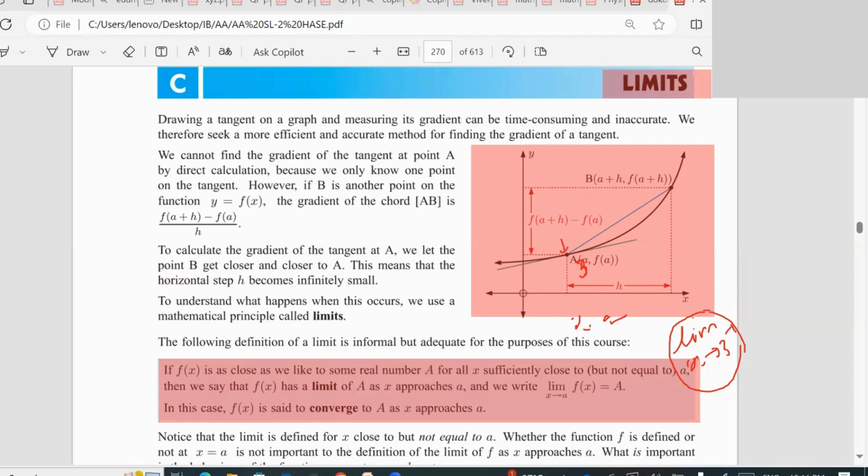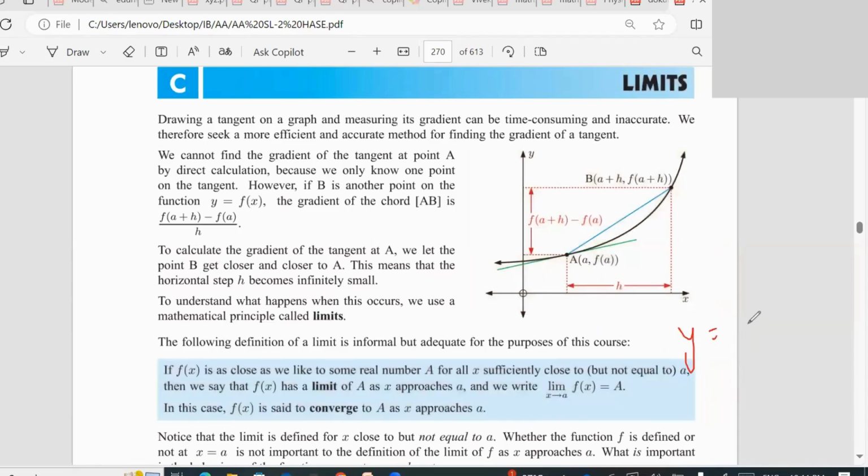For example, y is equal to x square. If I ask you what is the value of this function at 3, you can straight away give me the answer. You will say, sir, 3 square, so the answer is 9. Very fast. But what if I ask you, please tell me the answer just before 3? In that case, my way of asking will be: find the answer to this, limit f(x), and I will tell you that f(x) is this.